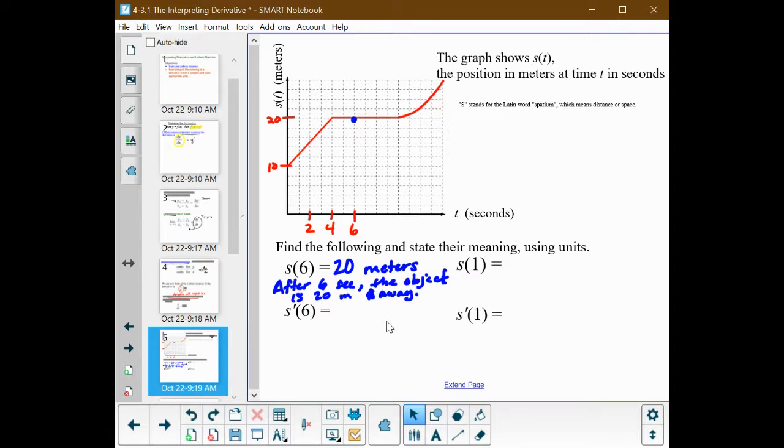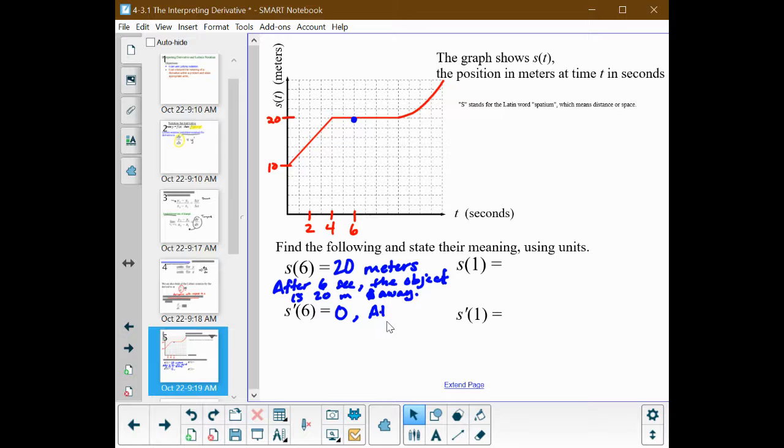S prime of 6 is asking us for the derivative at 6, or the instantaneous rate of change. We can also think of that as being the slope at 6. And the slope is 0 here. And our meaning of this now, since it's a rate of change, we have to describe this as a rate. So it's no longer just meters or just seconds, it's meters per second.